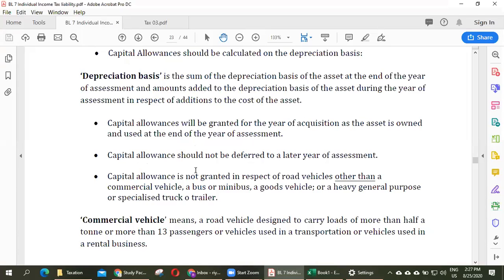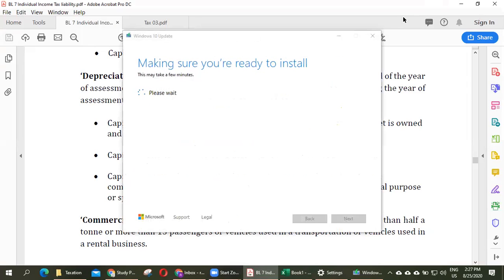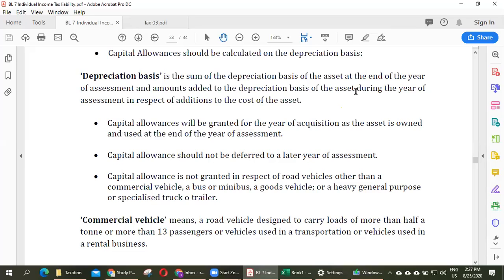Depreciation basis is the sum of the depreciation basis of the asset at the end of the year of assessment and the amounts added to the depreciation basis of the assets during the year of assessment in respect of additions to the cost of assets. Capital allowance will be granted for the year of acquisition, as the asset is owned and used at the end of the year of assessment.